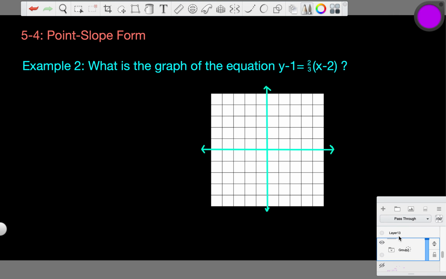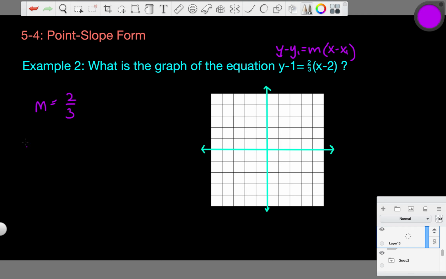So if we move on, this next problem wants us to graph the equation y minus 1 equals 2 over 3 times x minus 2. So if I write the original point slope formula, I get y minus y1 equals m times x minus x1. So I'm going to pull out my points. Now I know that m is what's multiplied to this x minus 2 right here. So m is 2 over 3. And my point is going to be x1, y1, which is 2, 1.